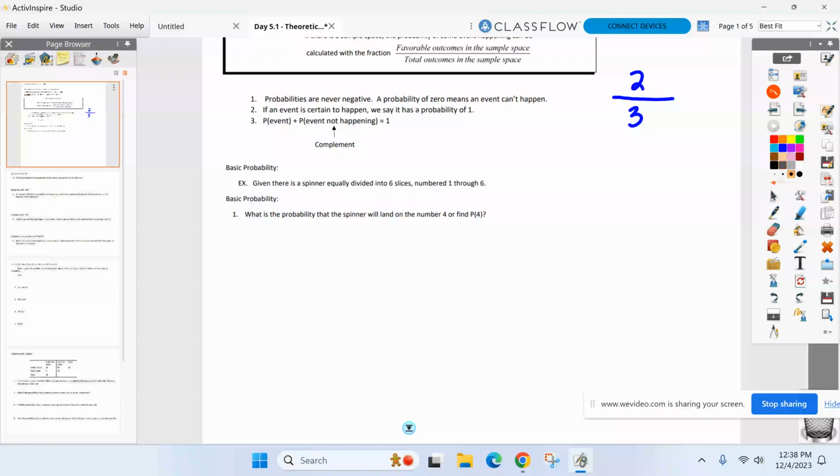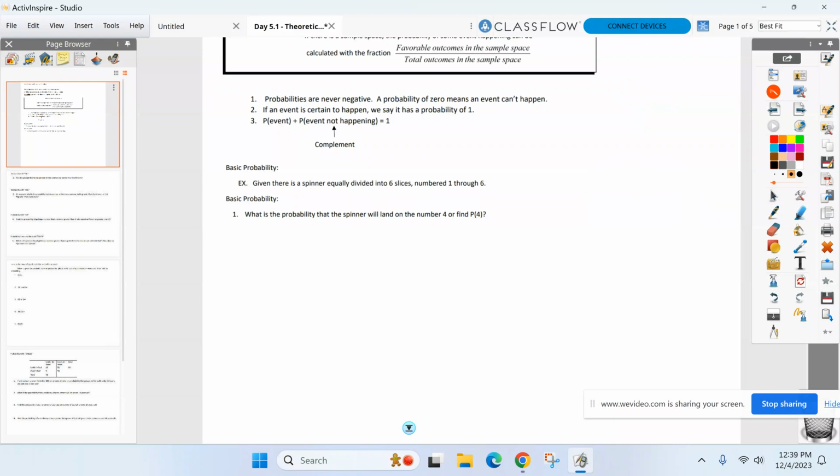Some basic probability. You have a spinner divided into 6 slices, numbered 1 through 6. If you ever need to, draw yourself a diagram. I don't require one. What's the probability that the spinner will land on a 4? I know some of you probably already know this and can answer it, but I'm going to take this as slow as I can.